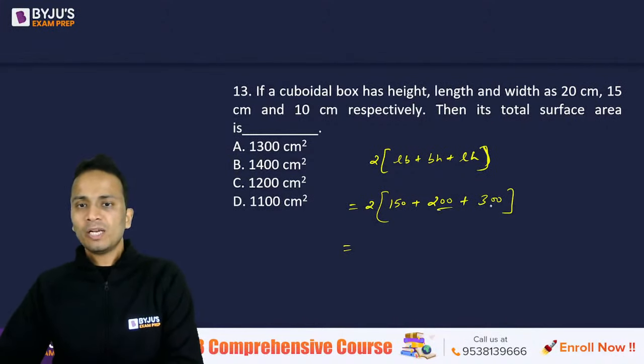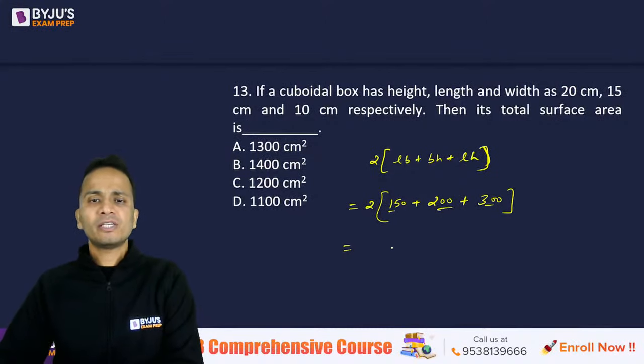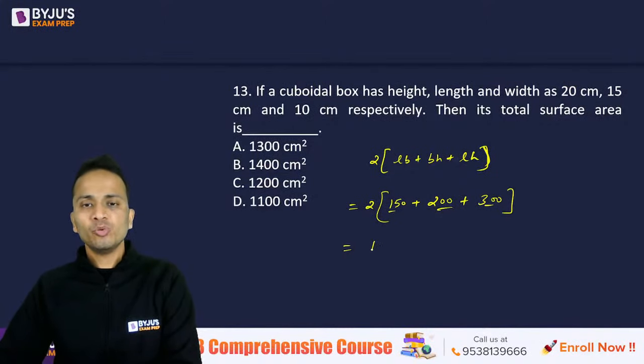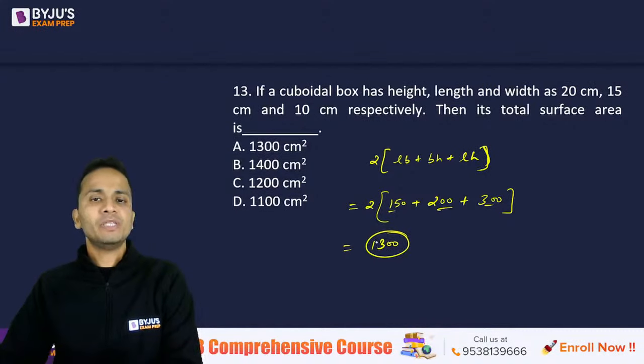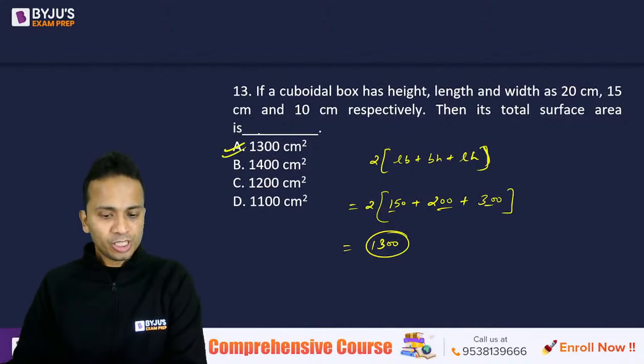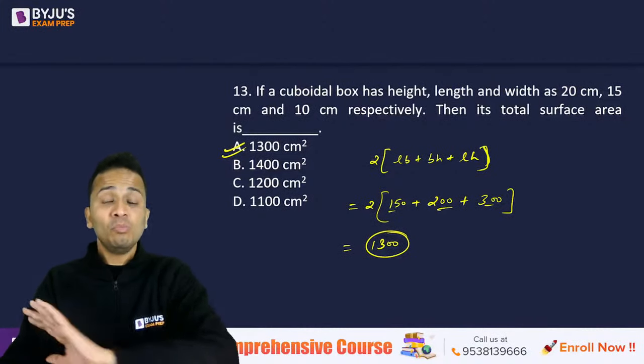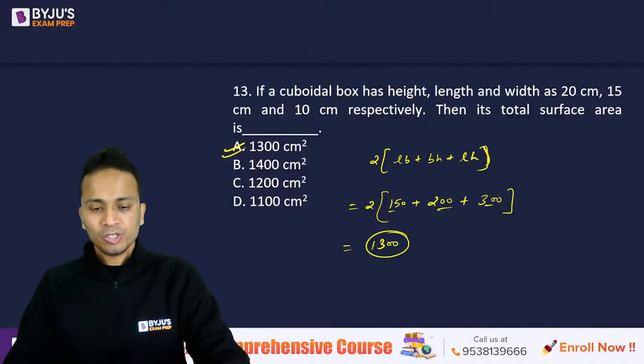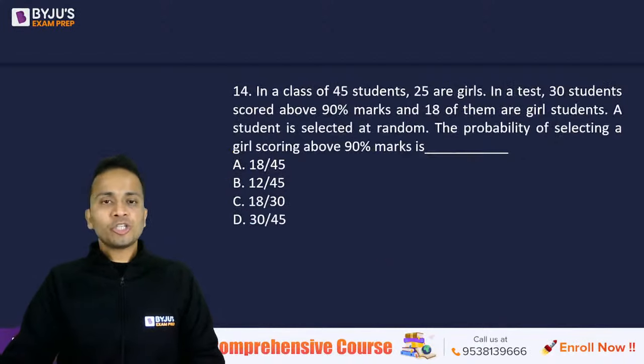Okay, so 200 and 300, 500, 600, 650. 650 into 2, 1300 should be the correct answer for this one. Option A, 1300. Yes, it is the correct answer given by almost all of you. Lovely, good, good, everyone. Next question, question number 14.